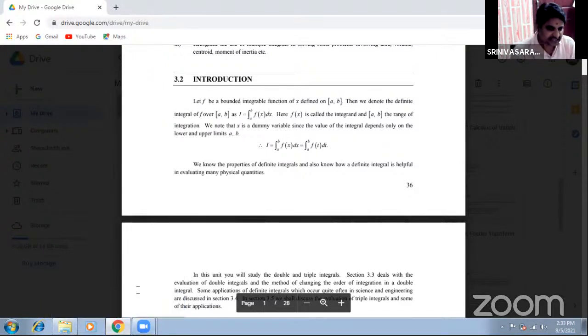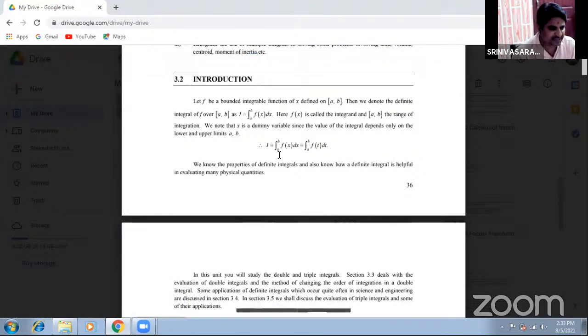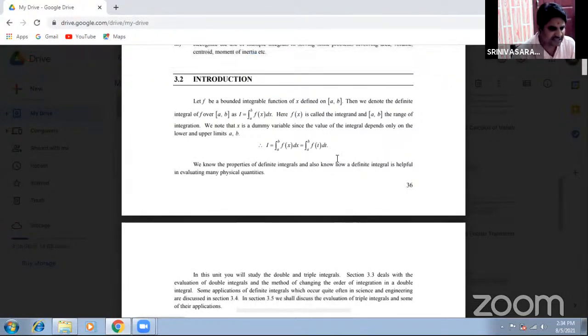Now, the standard integrable function depends upon the interval points in between a and b. That is I equals integral a to b f of x dx. Here f of x is called the integrand and the closed interval [a, b] is the range of integration. Those points in between a and b are called the partition points. Those partition points form subintervals, denoted by I1, I2, I3, and so on, up to Ir.